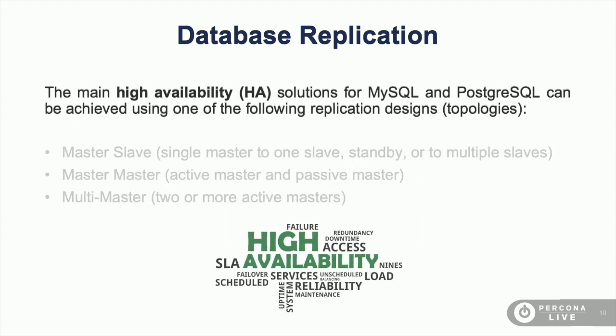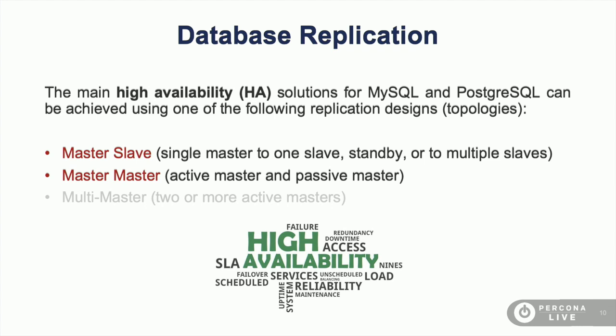What are the main high availability solutions for MySQL and Postgres that can be achieved using database replication? Of course, master-slave, a single master to one slave, standby, or multiple slaves. So when does a person want to use master-slave replication? One wants to achieve data and node redundancy, and of course, read scalability.